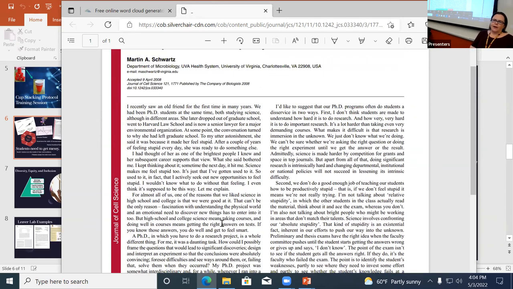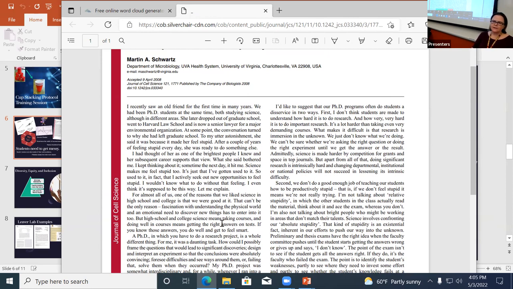I'd like to suggest that our PhD programs often do students a disservice in two ways. First, I don't think students are made to understand how hard it is to do research, and how very, very hard it is to do important research. It's a lot harder than taking even very demanding courses.